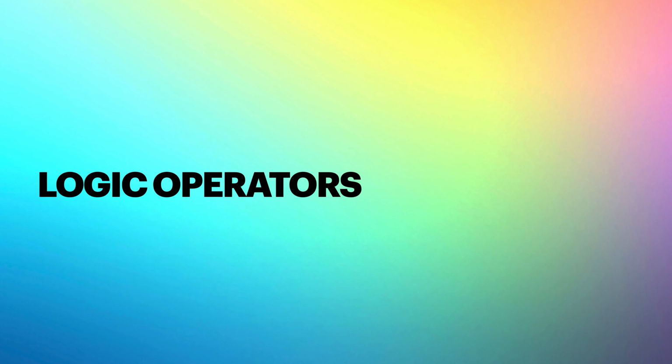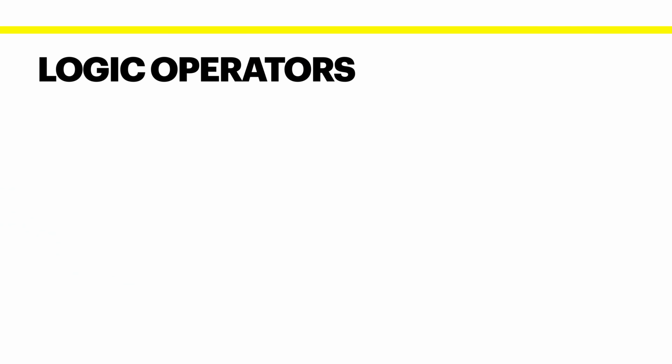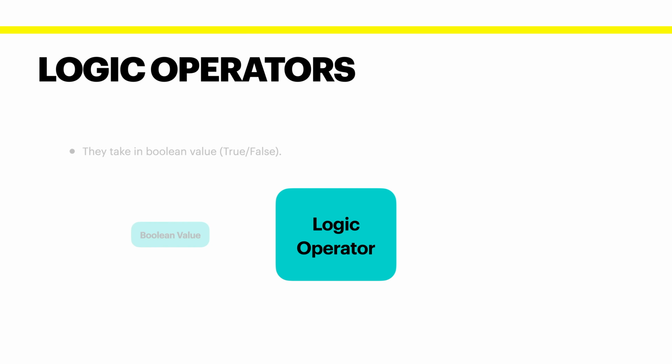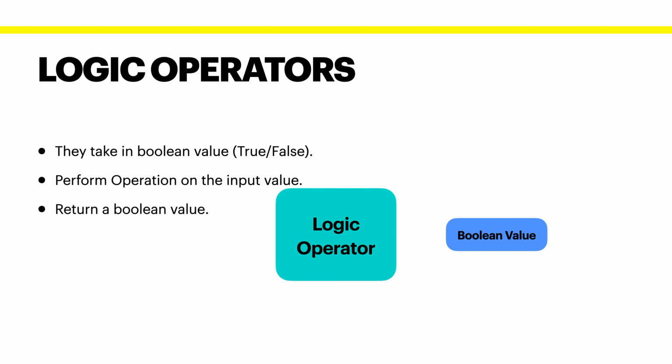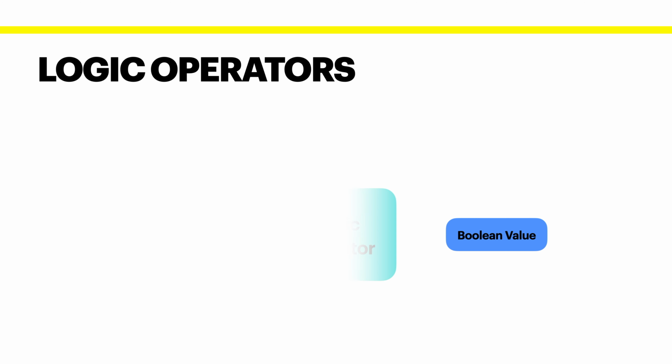So let us see what are logic operators. Logic operators take in Boolean values and they perform some operation on these Boolean values. After performing the operation, they return a Boolean value. And this Boolean value might be the same value which was given as an input, or it can be different. Now the value which is given as an output totally depends on what type of logic operator we are using. We have three types of logic operators in Python. Let us see these logic operators in detail.